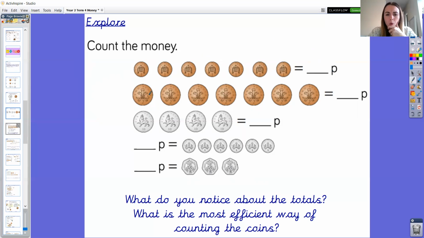I'd be thinking, what coins are these? I'm going to try and read the writing. I'm going to try and identify the number, but also I can look at the colour and the shape of the coin. And then I'm going to count in those numbers to find the total amount. So please pause the video here and count the money.